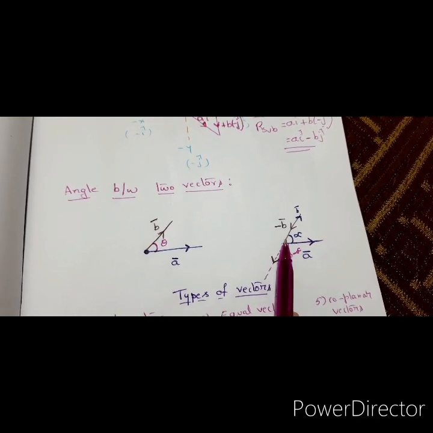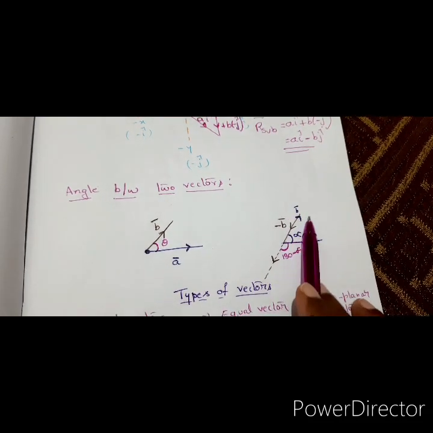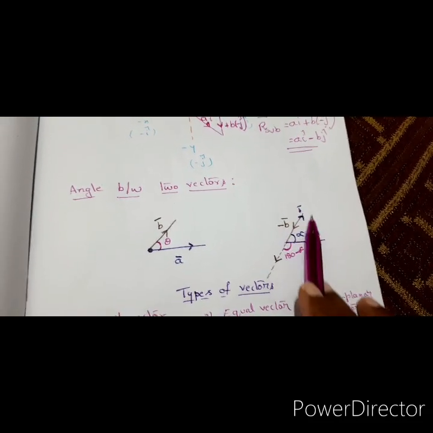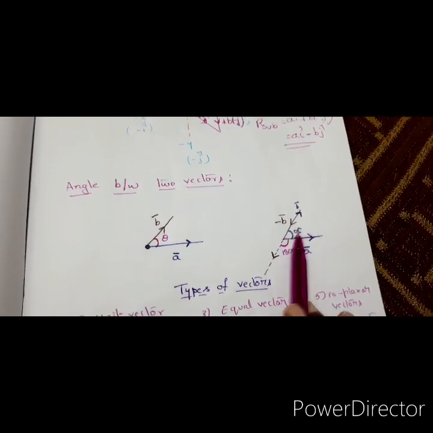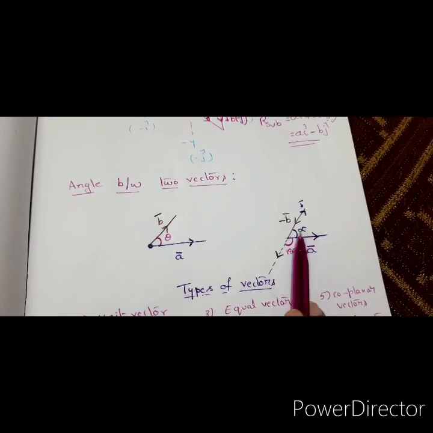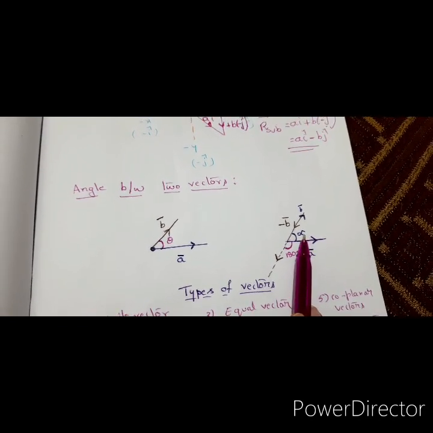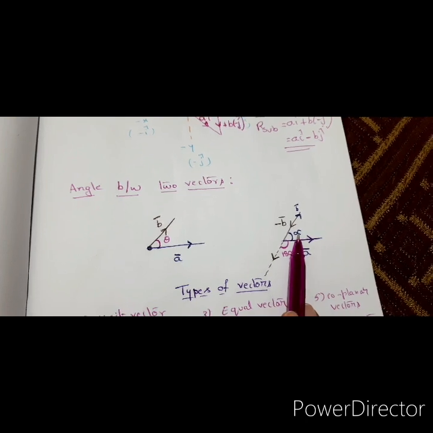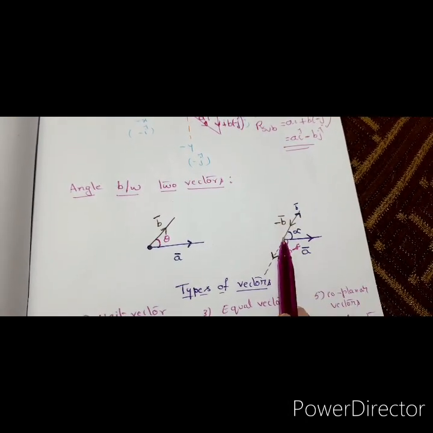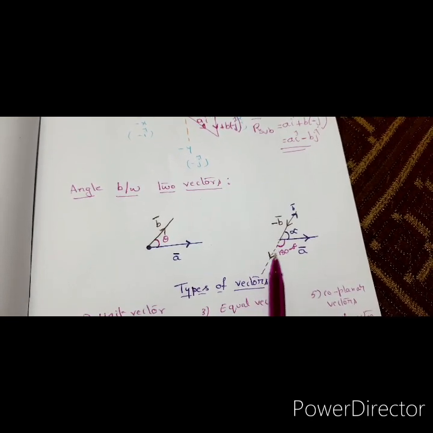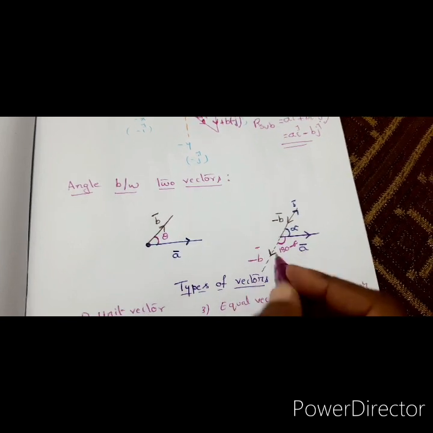Now suppose the angle between A bar and B bar is alpha. Observe carefully. This is B bar, this is A bar. How do you find the angle between A bar and minus B bar? Minus B bar means you should draw a negative vector. Let me draw an anti-parallel vector with the same magnitude. This gives you minus B bar.